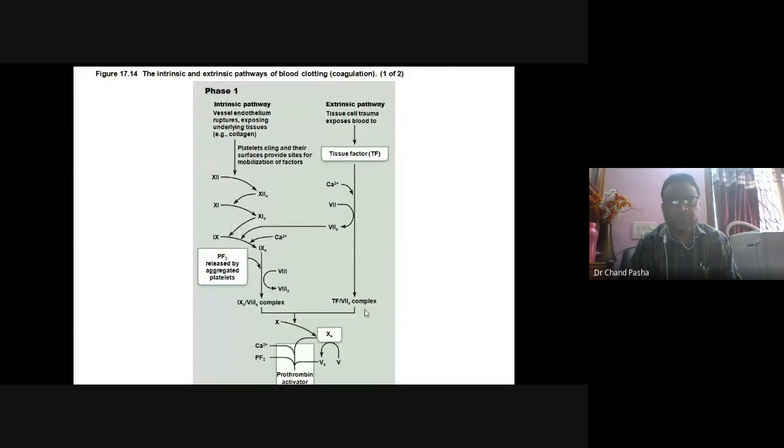Anybody, can you reply which factor plays an important role in clotting? This is hemophilia. It is factor 12. Okay.